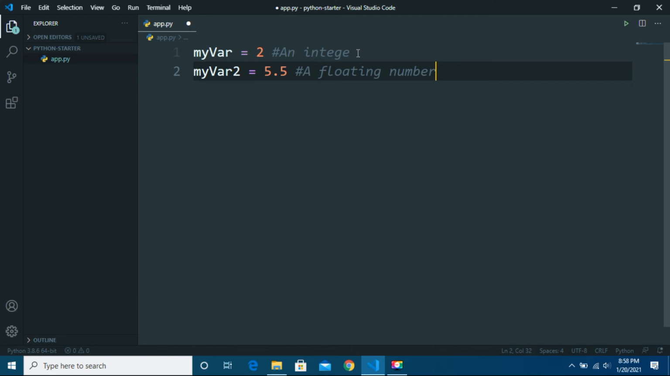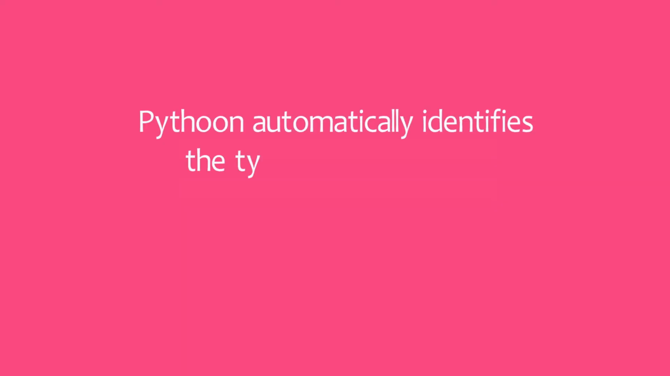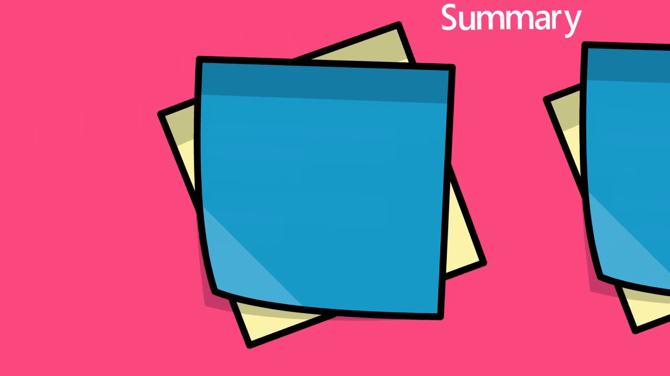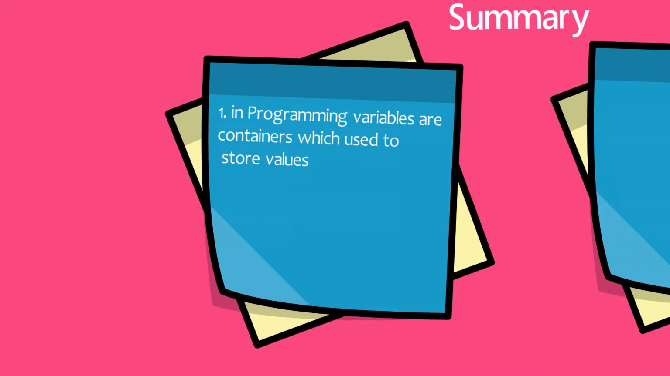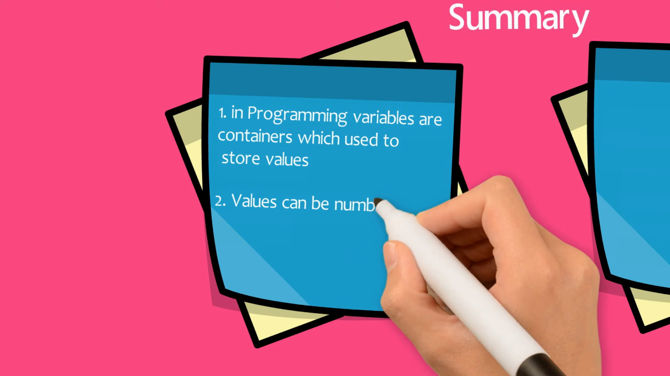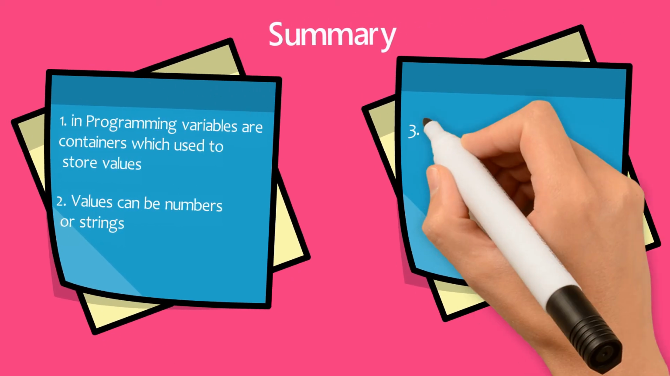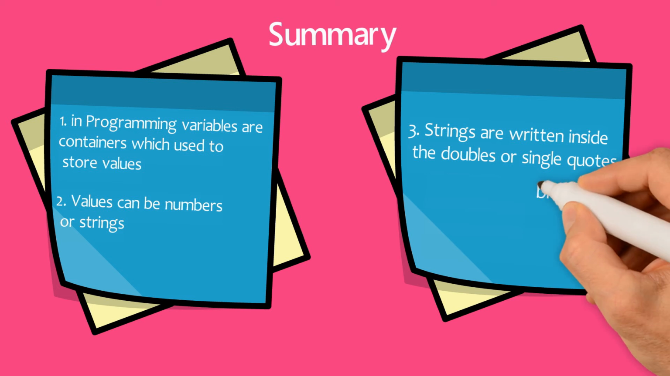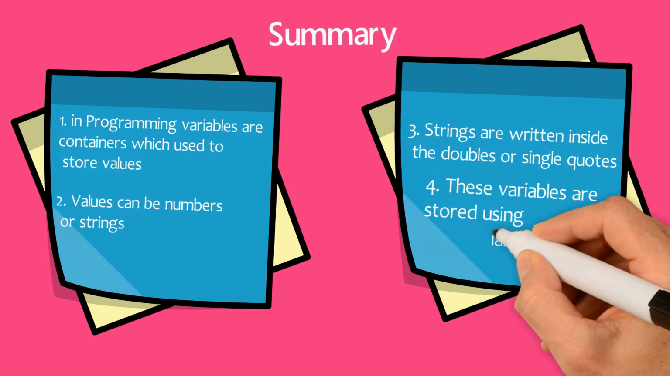There is one more thing. Regardless of the type of number, whether floating point or integer, Python views them as a single category, which is numbers. Python automatically identifies the type based on values, and we do not need to specify the type manually. To summarize, in programming, variables are containers which are used to store values. Values can be numbers or strings, and strings are written inside double quotes or single quotes. And finally, these variables are stored or referenced using their variable names.